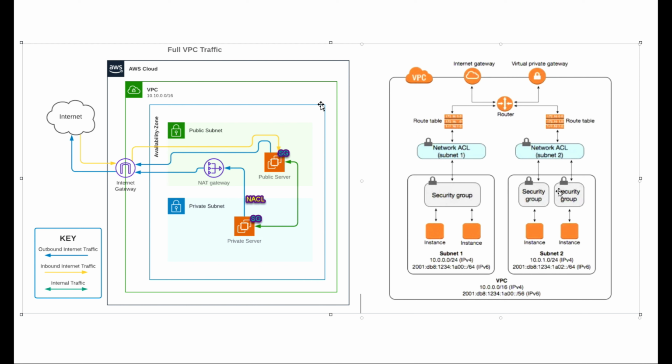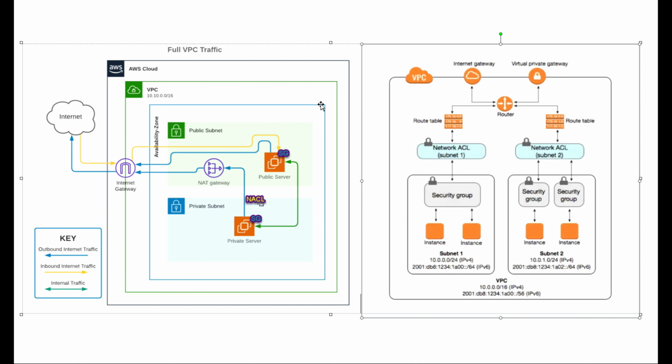Now let's talk about this layer, the NACL, or Network Access Control List. This is another firewall, but it operates at the subnet level. This is my subnet, and this is another subnet. So this applies at the subnet level.